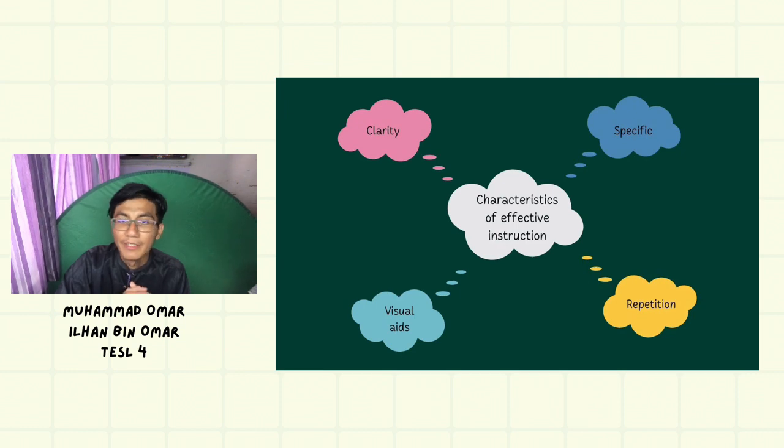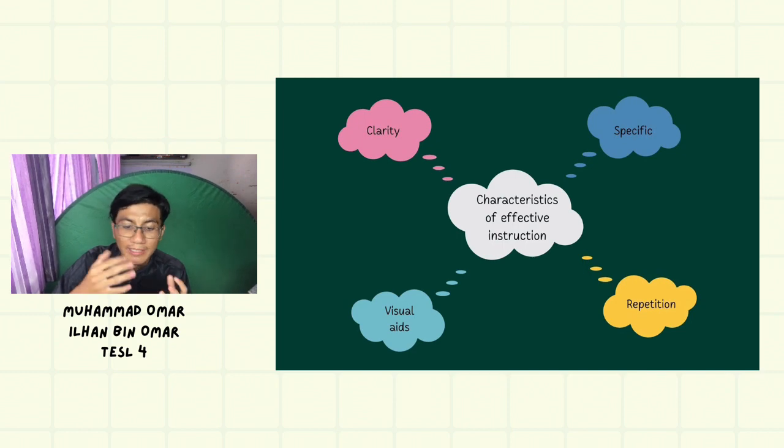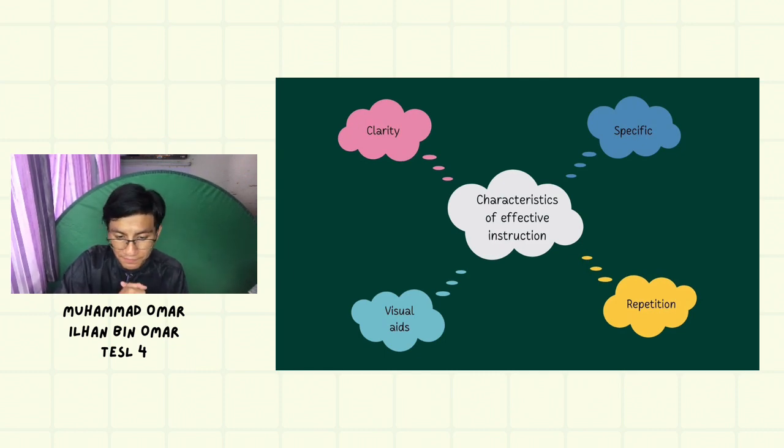Secondly, specific. Instruction should be specific to avoid ambiguity or confusion. Instruction should include details on what need to be done. We can see that Teacher Matt give specific instruction to his students. He will explain specific instruction like how students can play the games that had been planned or how students can complete the task.